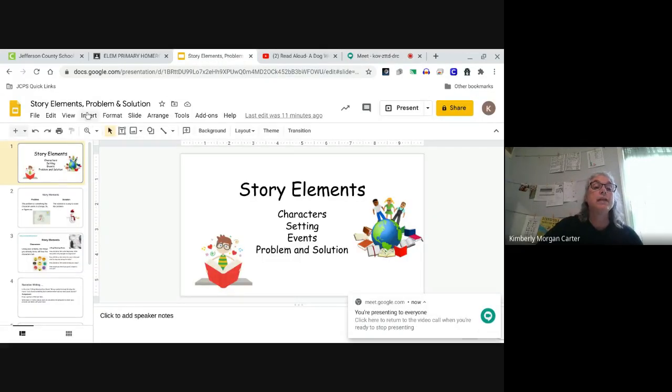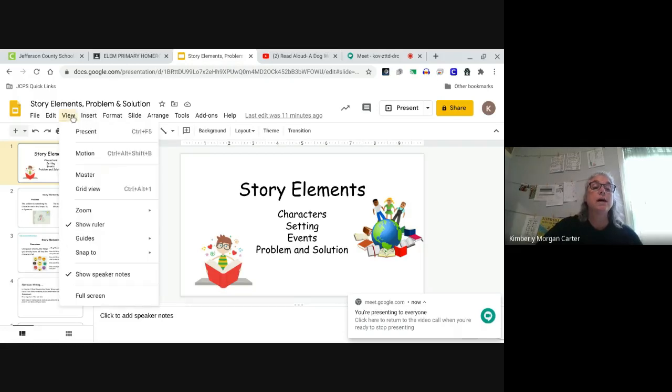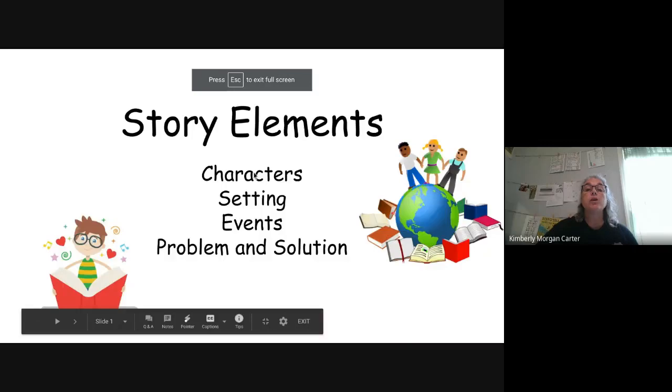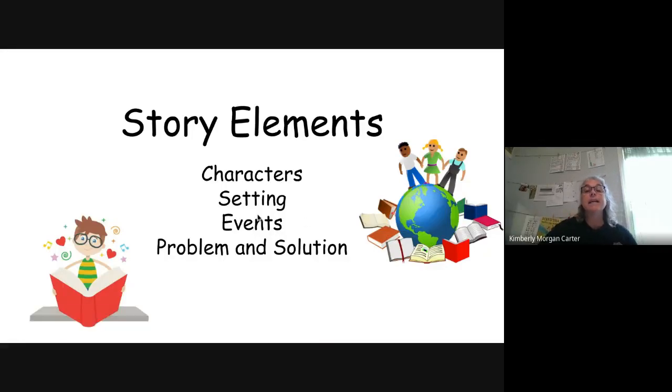So last week, we started talking about story elements. And we talked about characters, setting, and events, the things that happen in the story. So the characters are the people, animals, or creatures in the story. The setting is where the story takes place. The events are the things that happen in a story.